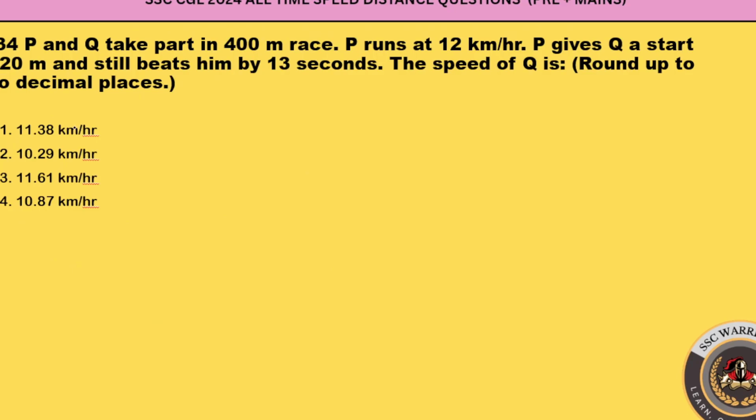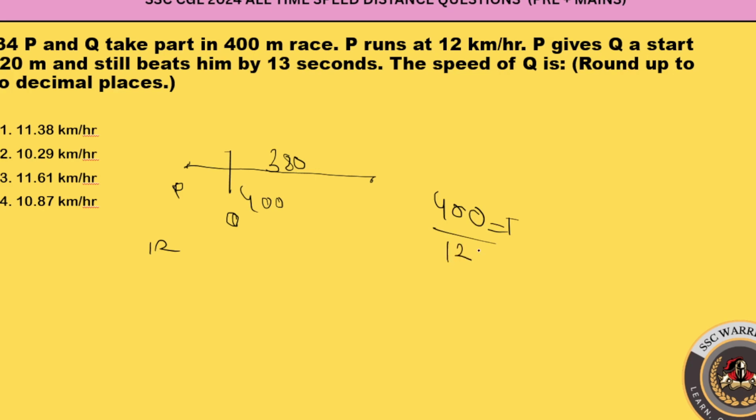Next, P and Q take part in a 400-meter race. P runs at 12 kilometers per hour. P gives Q a start of 20 meters, so Q will start from here. Q has to run 380 meters and P has to run all 400 meters. So the time for P will be 400 upon 12, times 5 by 18. So for 400 meters, P will take 120 seconds.